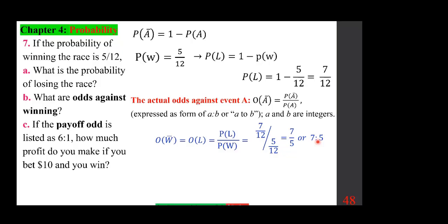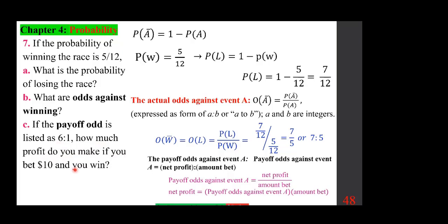The payoff odds for this question is 6 to 1. How much profit do you make if you bet $10 and you win? The definition of payoff odds against event A is as follows. Payoff odds against event A is the net profit over the amount of bet. So look at this fraction and do the cross product. Net profit would be this times this. So net profit would be the payoff odds times the amount of bet. The payoff odds happen to be 6 to 1. That means 6 times 10.